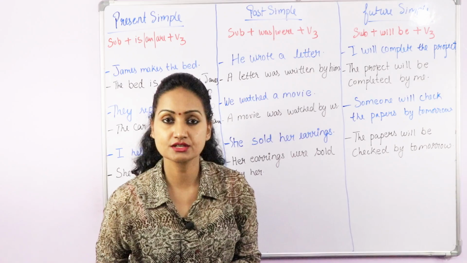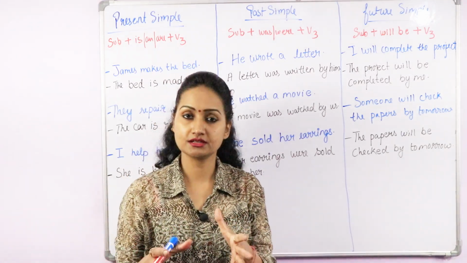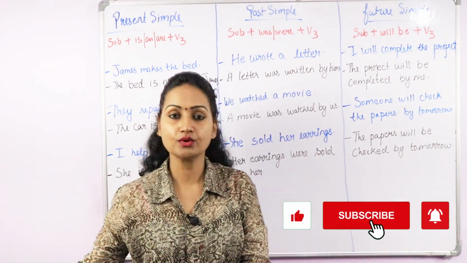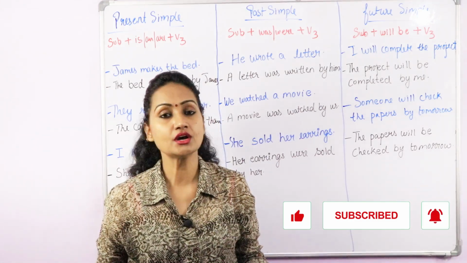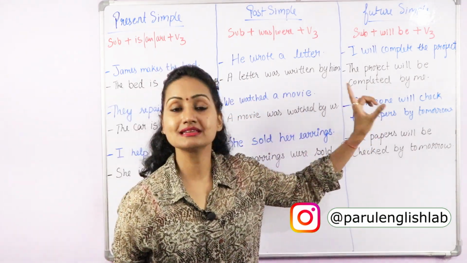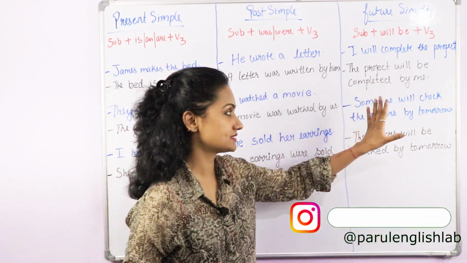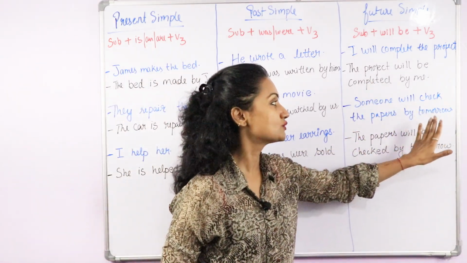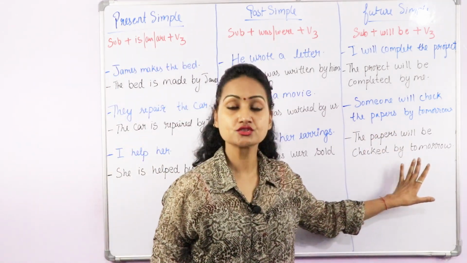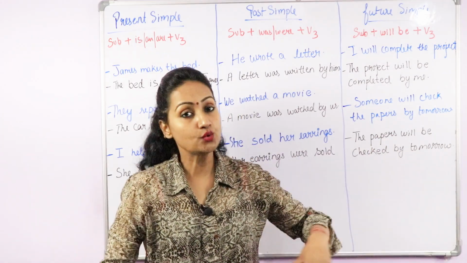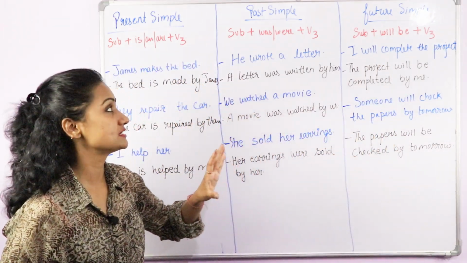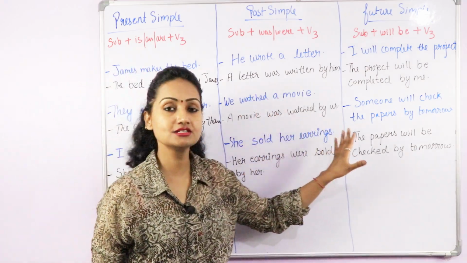For example, someone asks you, when are you going to finish the project? Don't worry, the project will be completed by tomorrow. Don't worry, this work will be done by tomorrow. So who does it? Who is going to do it? Who will be responsible for this? No one wants to know. So the thing which is important is the action. The project will be completed. Someone will check the papers by tomorrow. When will I get my papers? Don't worry, the papers will be checked by tomorrow. So this work will be done by tomorrow. Who does it? That's not important. So this way we make passive sentences in present simple, past simple and future simple.